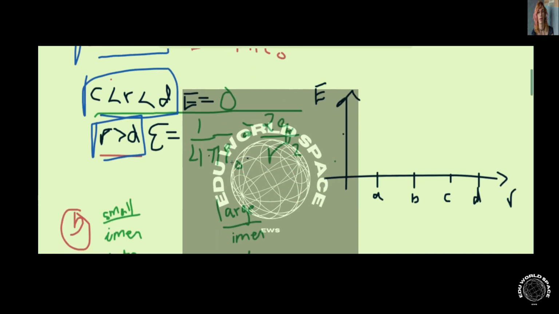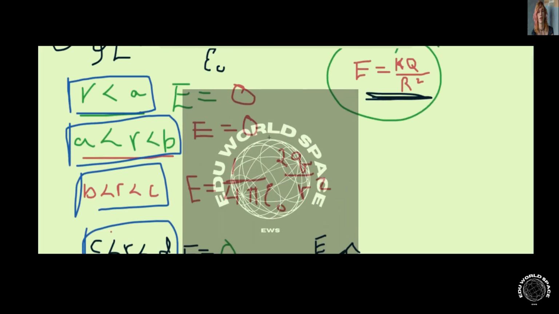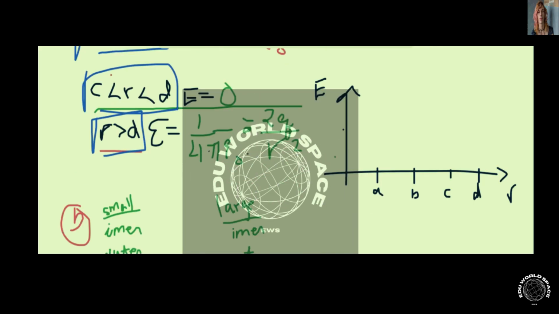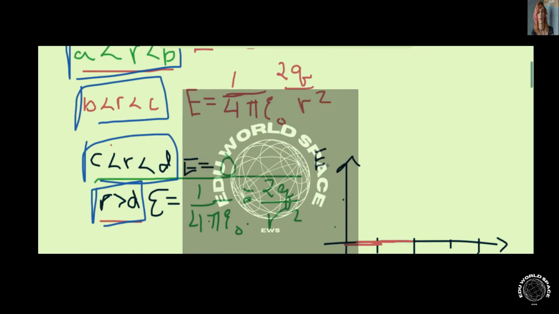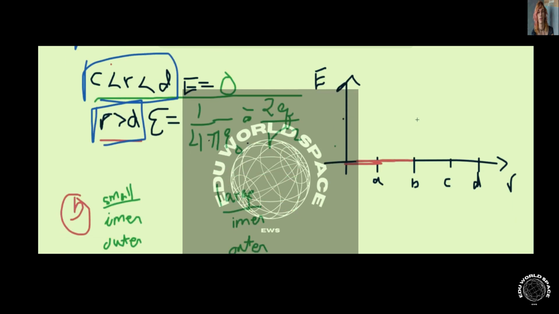All right, we can go ahead and graph this. And what do we see? 0, 0. So this is 0 here, 0 there. Between B and C, we see 2q over 4 pi epsilon 0 r squared, so something like this.